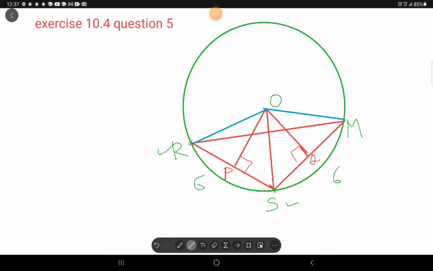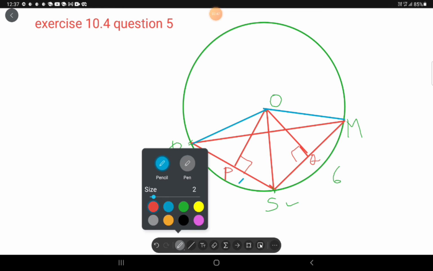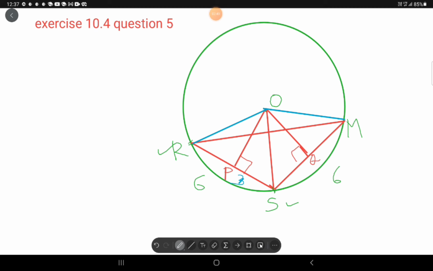Consider the triangle OPS. Since RS is of length 6 centimeter and OP is perpendicular to the chord from the center, this PS will be its half, 3 centimeter. PS is 3 centimeter. Now consider triangle OPS. OS is the radius, that is of length 5 centimeter. Then what will be the length OP? It's a right triangle OPS, with 5 centimeter and 3 centimeter.